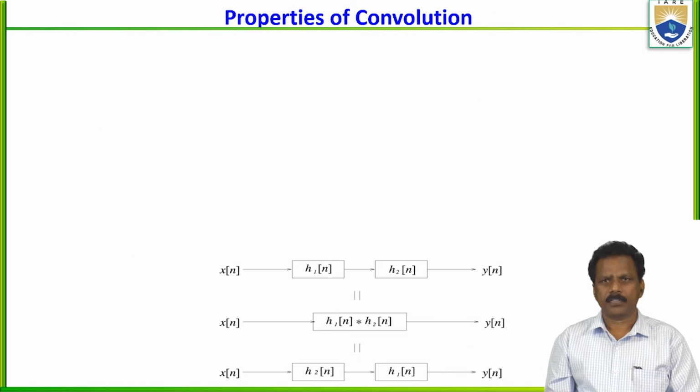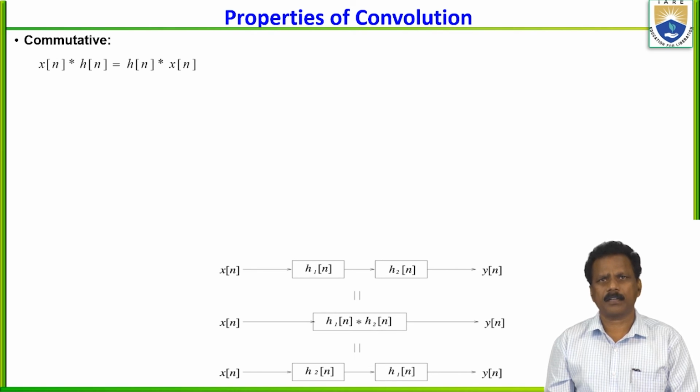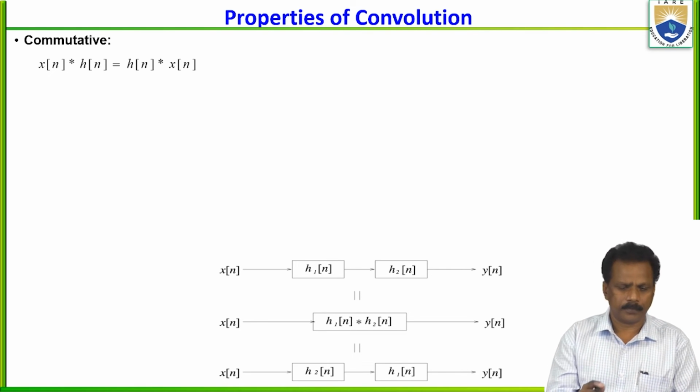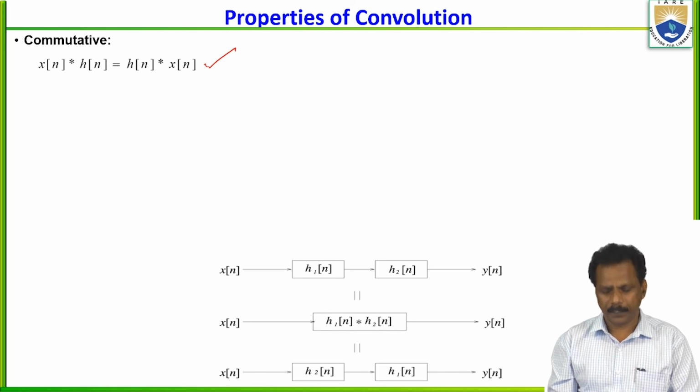So what are the properties of convolution? Normally there are a lot of properties available, but we have to investigate the popular, familiar properties, which affect further applications. One is the commutative property, where x of n convolved with h of n is equal to h of n convolved with x of n. This is considered the commutative property.